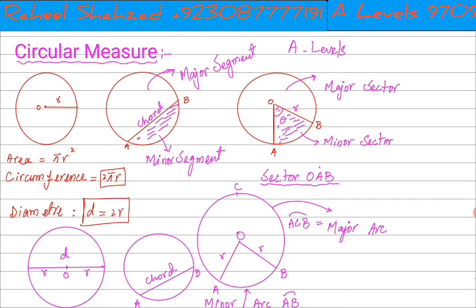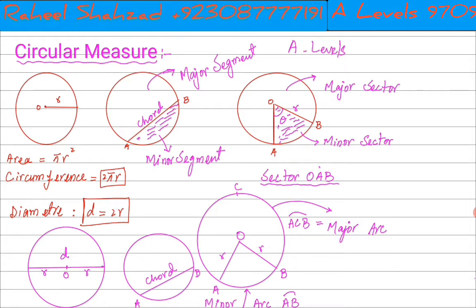So let's start. First of all, suppose this is a circle. This is known as the radius of the circle. Its area is pi r squared and its circumference is 2 pi r. Diameter is 2r. Diameter is basically a straight line that passes through the center. That is known as a diameter.